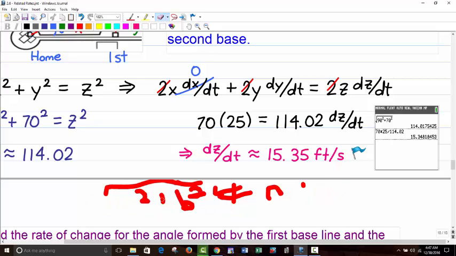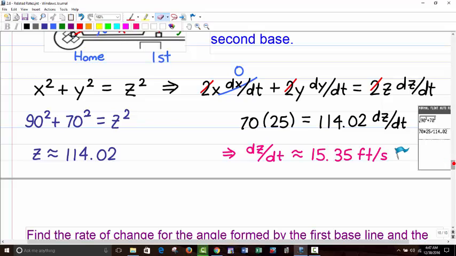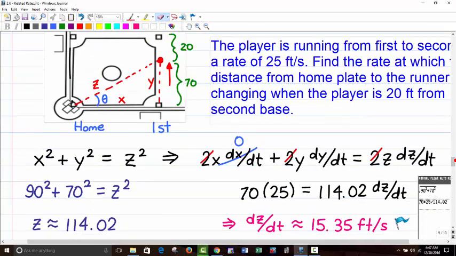But you see, I put it under the radical, and then I got 114.02. Now we're in good shape. Now, 25 feet per second running away from first base, that means that's an increasing rate. So his distance is increasing, so it's positive 25. So it's y, which is 70, times dy dt, which is 25, plus 114.02, which is the z, and our unknown is dz dt. Find the rate at which the distance from the runner is changing.